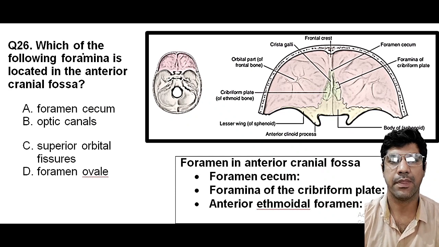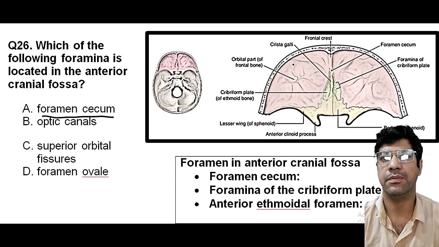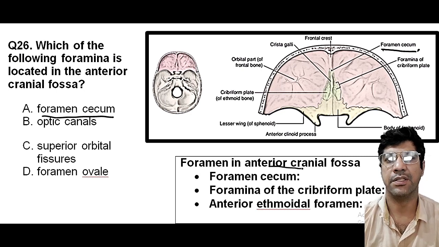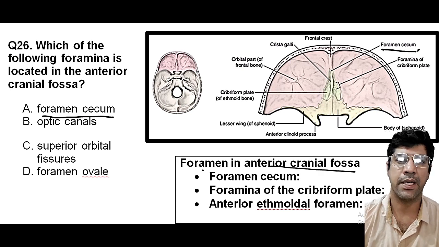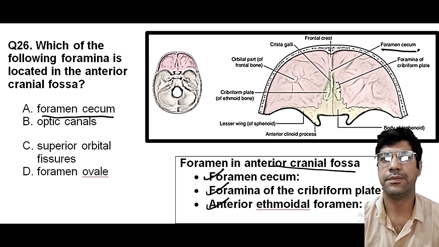Moving to the next question, which of the following foramen is located in the anterior cranial fossa? So your answer choice is foramen cecum. So this one is the foramen cecum. It's located in the anterior cranial fossa. So remember the foramens that are located in anterior cranial fossa, they are the foramen cecum, foramen of cribriform plate, and anterior ethmoid foramen.